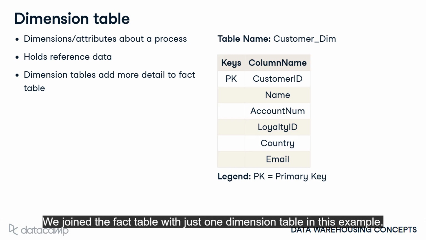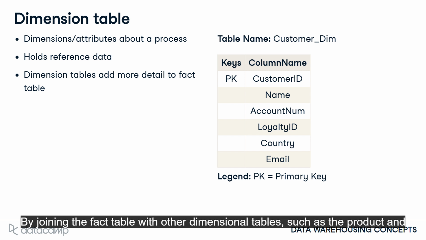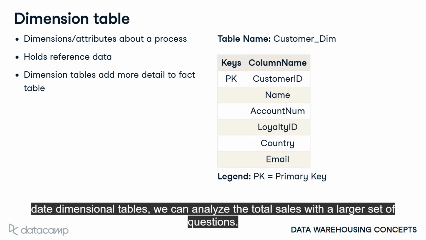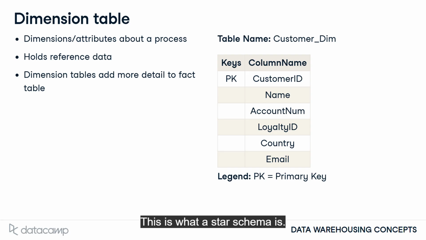We join the fact table with just one dimension table in this example. By joining the fact table with other dimensional tables, such as the product and date dimensional tables, we can analyze the total sales with a larger set of questions. This is what a star schema is.